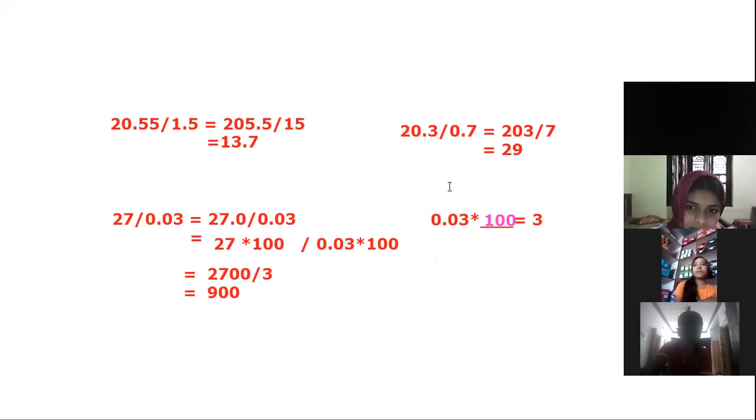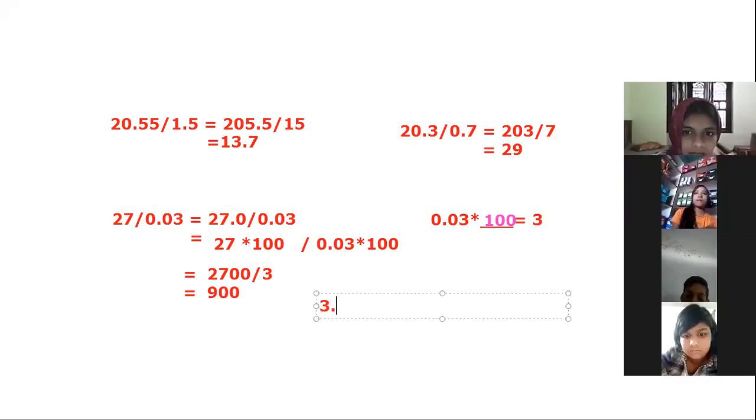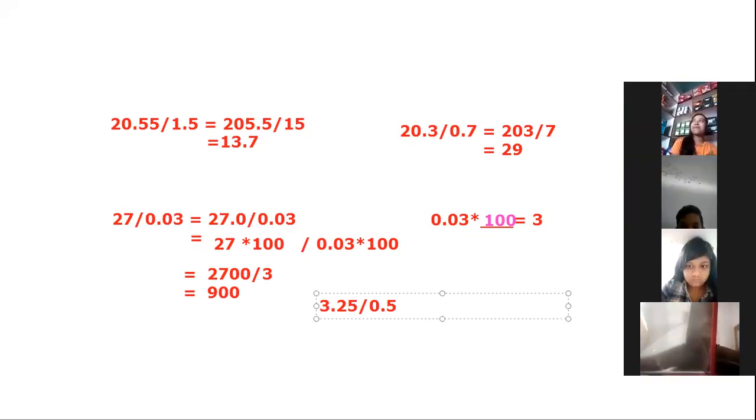Yes, miss. Another example for you, that is 3.25 divided by 0.5. Then how will you get the value of 3.25 divided by 0.5? First of all, look at the digits after the decimal point. In the numerator, how many digits are there?